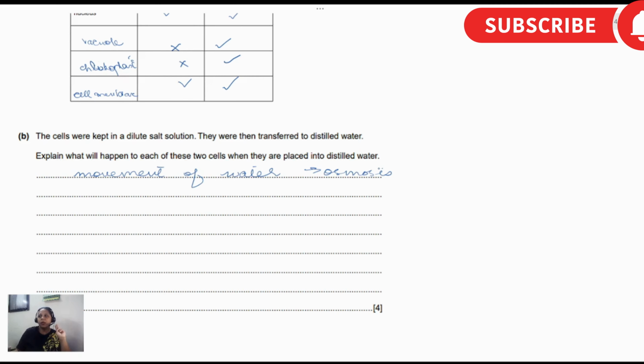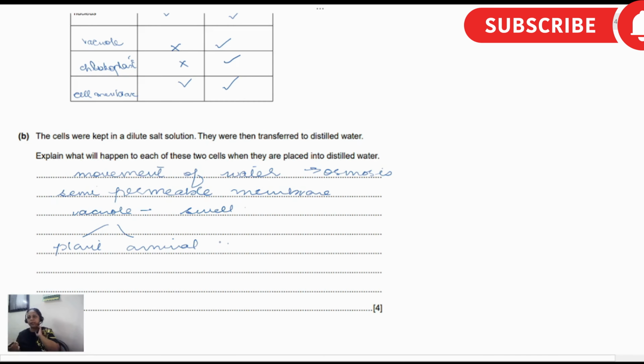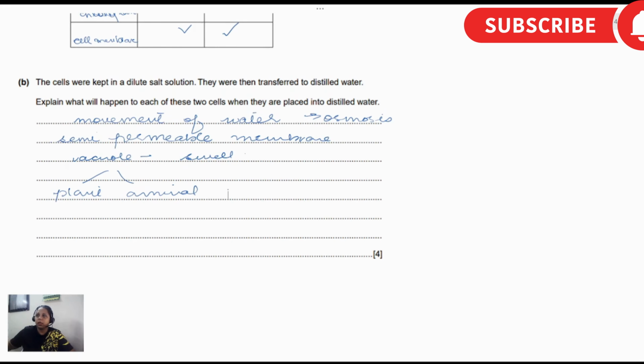Point number two would be a semi-permeable membrane. What would be the third point? What about the size? The vacuole. Okay. It will swell. And what will happen in case of plant and animal? So this would be your fourth point. In case of plant, it will become turgid, and in case of animal cell, it can burst. Okay. So let's move to the next question.